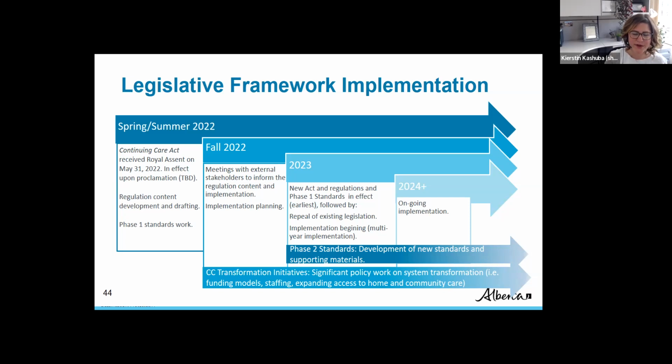I'll note, however, that there are some implementation pieces that may take longer to come into effect, given the scope of the changes and sector readiness to implement. So it's going to take years for all the transformation initiatives to be implemented, which will support the successful implementation of the full legislative framework. But it all starts right now with the Act.